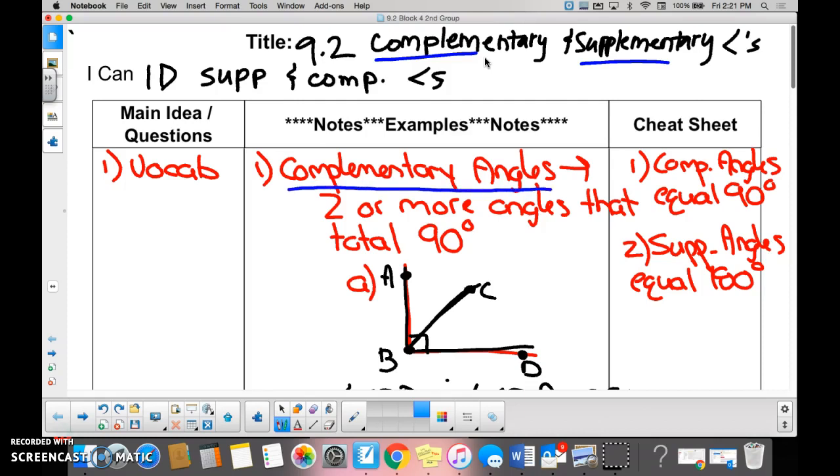Complementary angles. Question number 1 for you today. Complementary angles equal how many degrees? 90. 90 degrees. How many angles must you have when you're talking about complementary angles? How many must you have at least, Takia? You must have at least 2 angles. Okay? And they total 90 degrees.